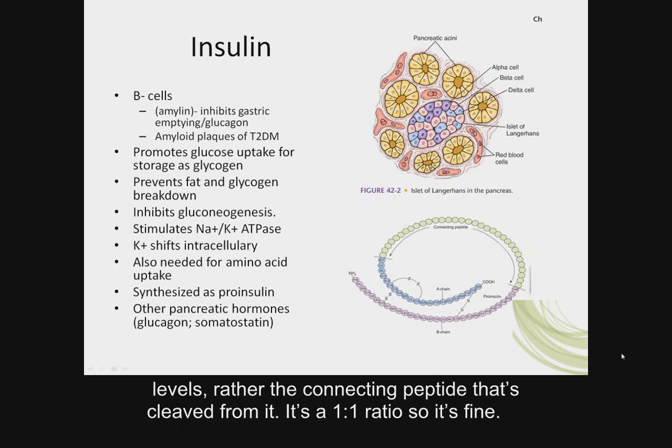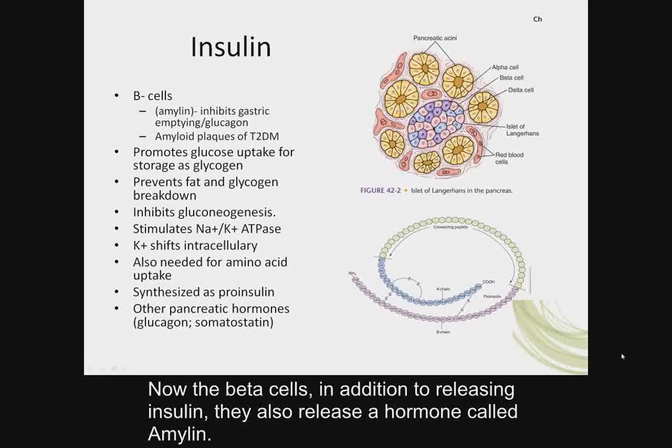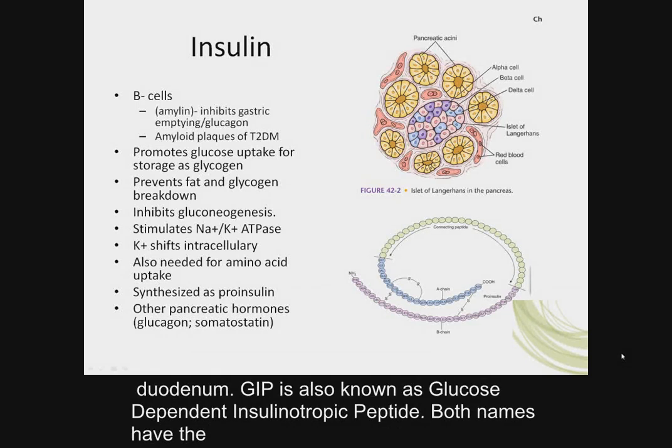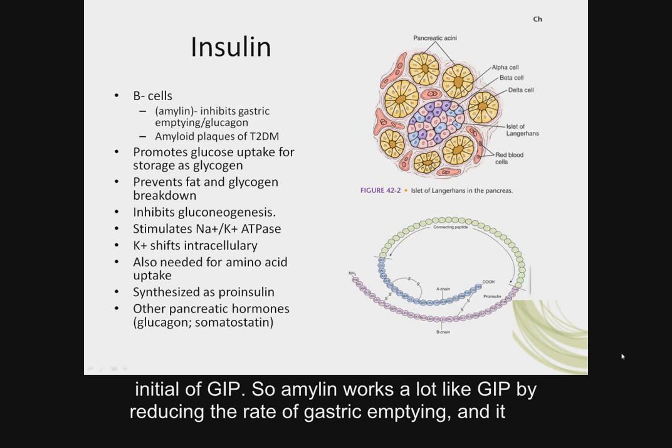Now, the beta cells, in addition to releasing insulin, also release a hormone called amylin. Amylin is very similar to GIP, another hormone of the duodenum. GIP is also known as glucose-dependent insulinotropic peptide. We either name it gastric inhibitory peptide or give the initial GIP. So amylin works a lot like GIP by reducing the rate of gastric emptying, and it also inhibits glucagon release by the alpha cells.